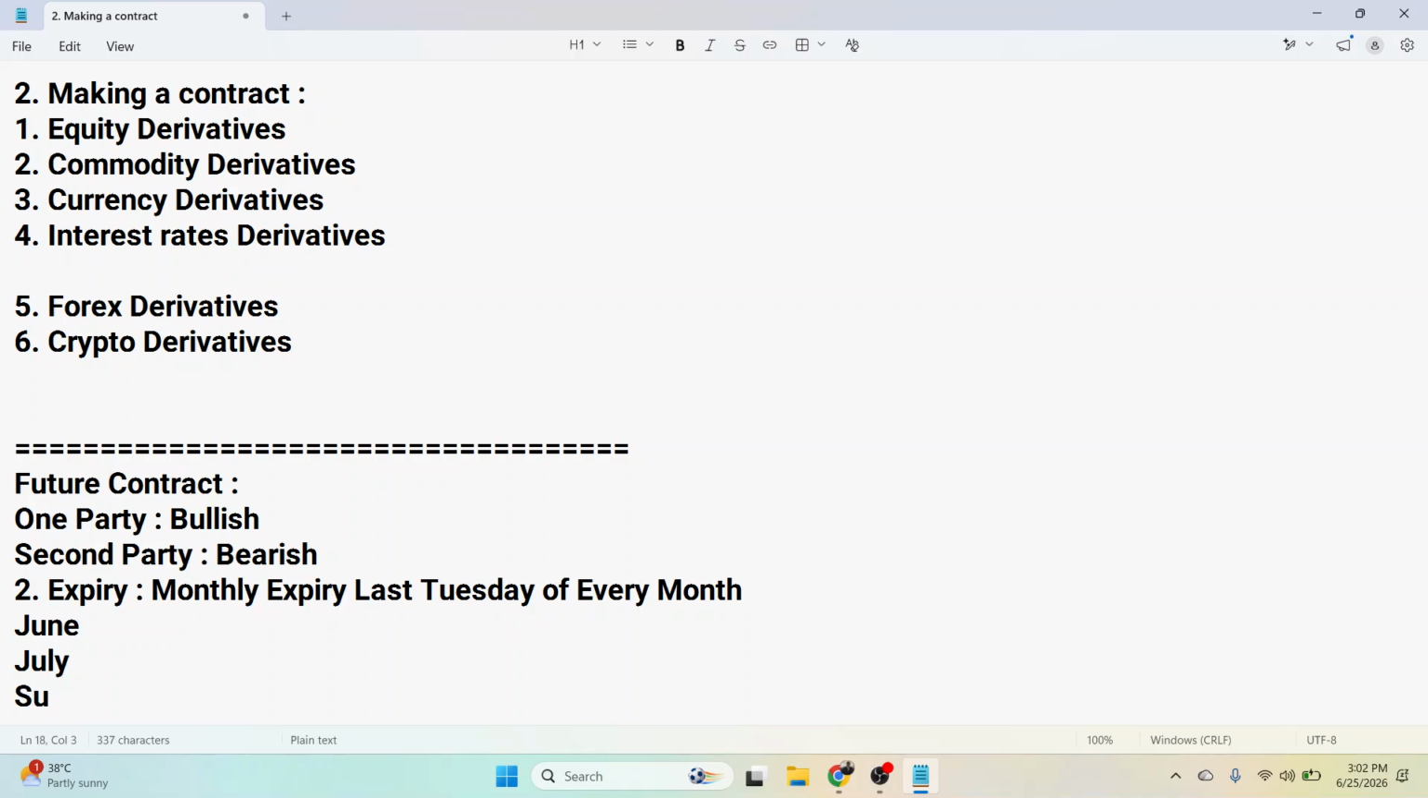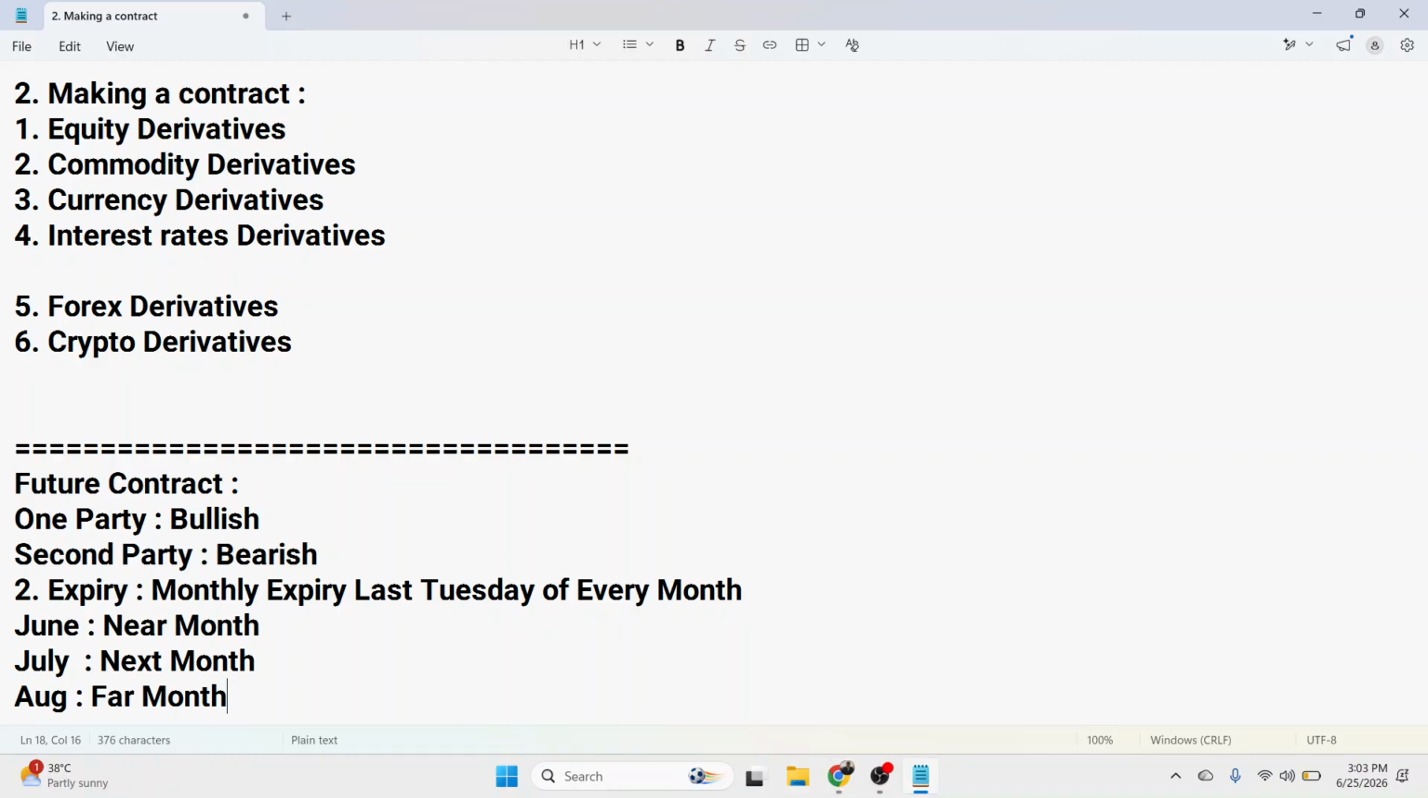At the same time, we can make a contract for the current month. The current month expiry is known as near month. The next month is known as next month, and the third one is known as far month. So if you want, you can make the contract for June, for July, or even for August. Every last Tuesday of a specific month there would be the expiry. The future contract has only the monthly expiry; we don't have a weekly expiry for the future contract.